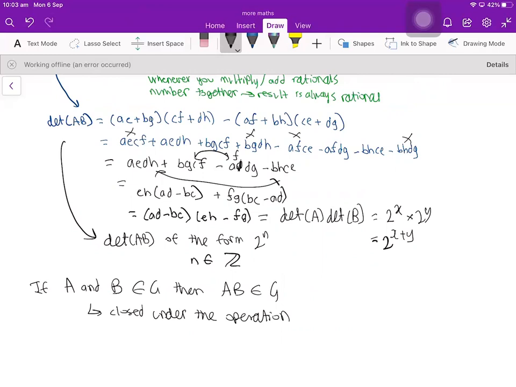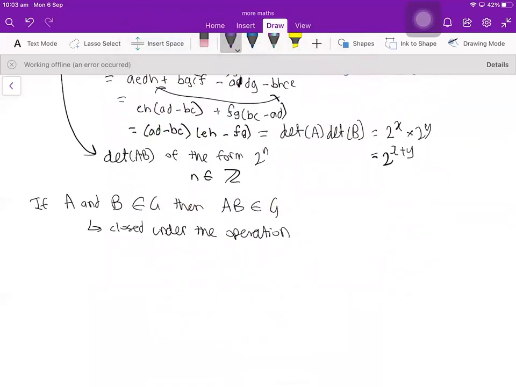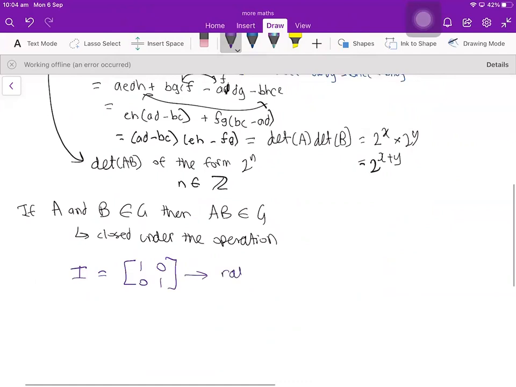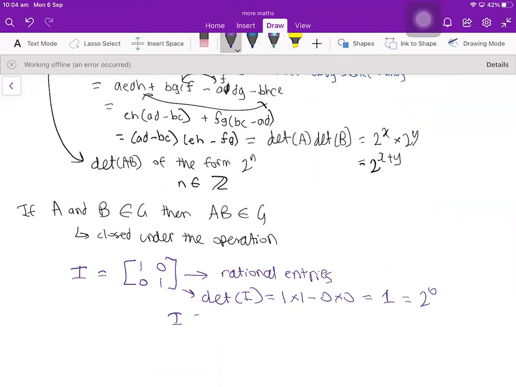Okay, now we need to show the existence of an identity element to prove it's a group as well. The simplest possible option for an identity element will just be the identity matrix. So this is to check it's part of the set G. You see, it clearly has rational entries, and the determinant is just equal to 1 times 1 minus 0 times 0 equals 1. And this is also a power of 2. So I is in the set.